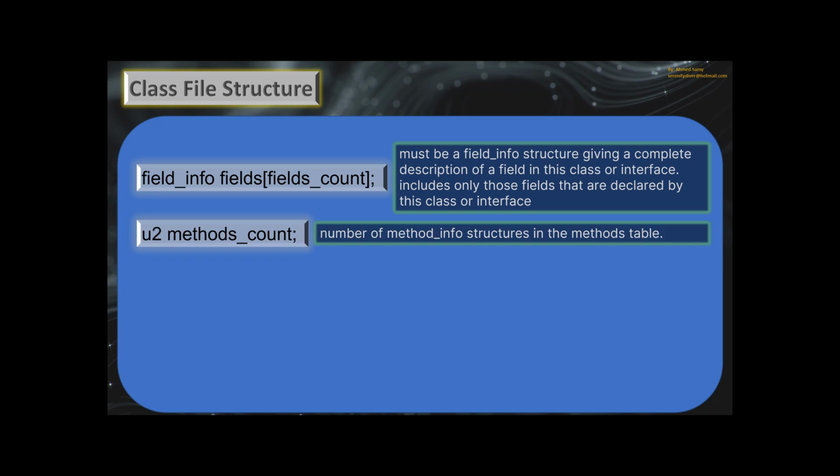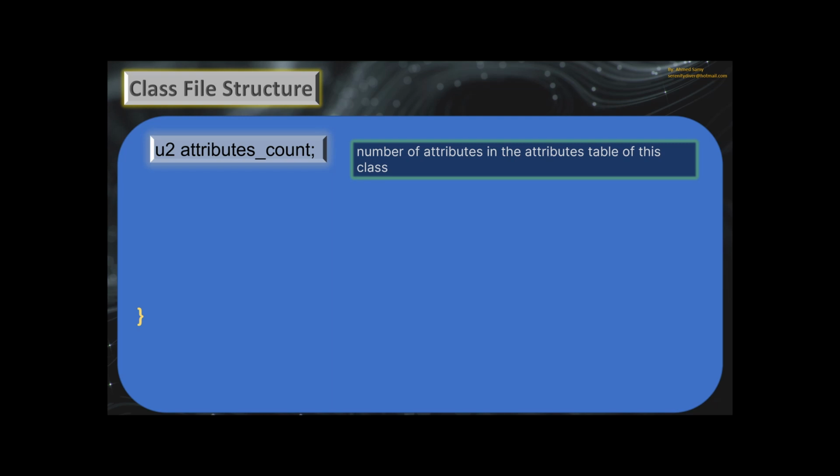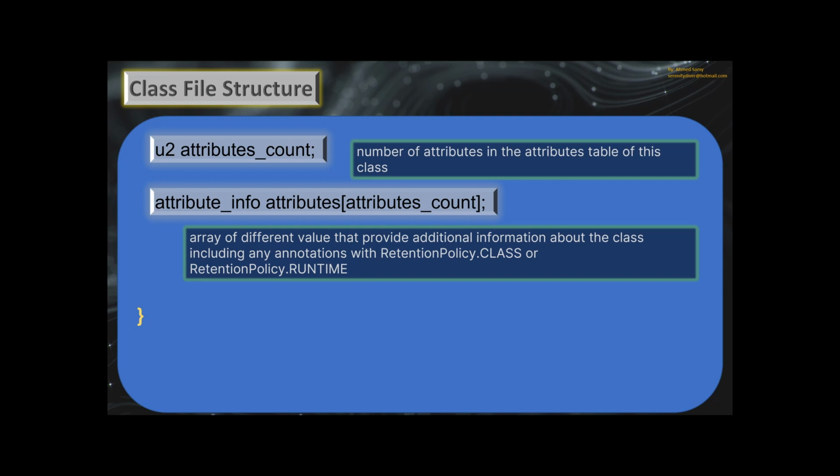Another one, methods count. How many methods do you have in your class or your interface, and also the information about these methods, like method info structure, giving a complete description of a method in this class or interface. It represents all methods declared by this class or interface type, including instance methods, class methods, instance initialization methods, and any class or interface initialization methods. Continuing with attributes count. How many attributes do you have in your class? And also the attributes information, references to these attributes, or if you are using annotations over your class with retention policy class or retention policy runtime.